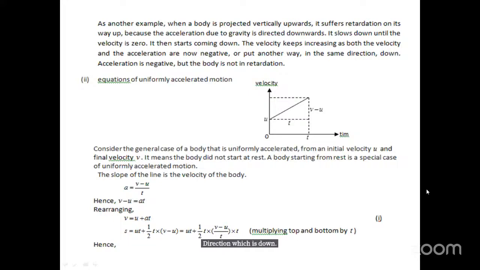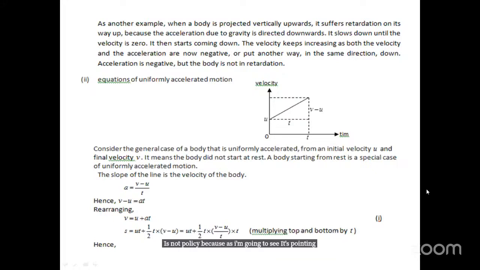Acceleration is negative, but the body is not. I have a question. Go on, please. Okay, so you said the velocity is increasing as the body is going down. Is the acceleration not supposed to be positive? Acceleration is not positive because, as we are going to see, it's pointing down.